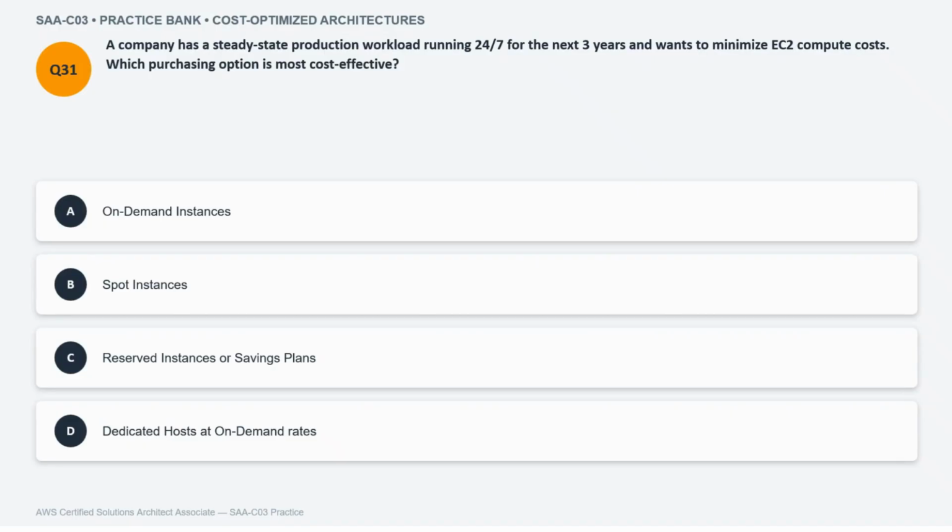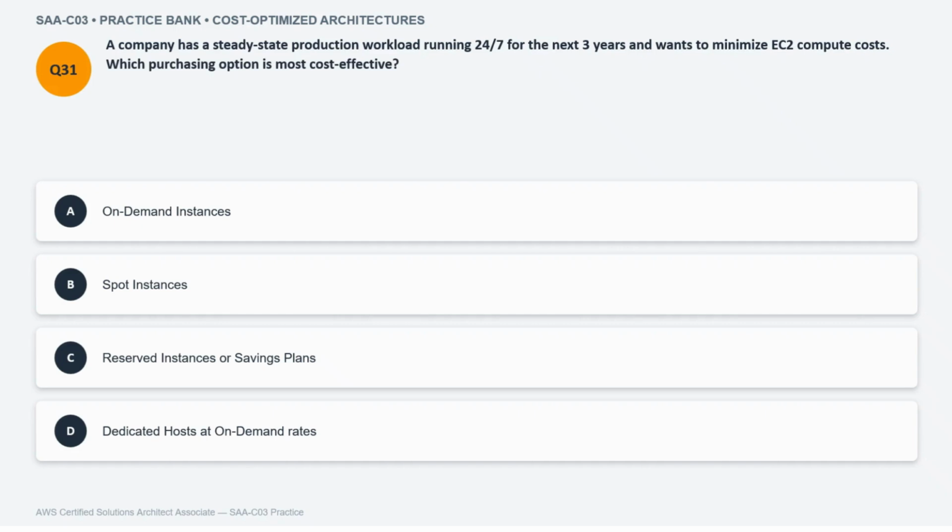Question number 31. A company has steady state production workloads during 24 hours for the next 3 years and wants to minimize EC2 compute cost. Which purchasing option is most cost efficient? So answers are on-demand instance, spot instance, reserved instance or savings plans, dedicated host at on-demand rates.